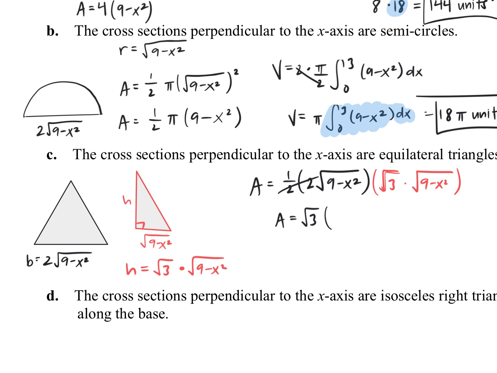Nope, I just said not the square root. So 9 minus x squared. Are we okay with that algebra simplifying there? Okay. So now I've got my area.